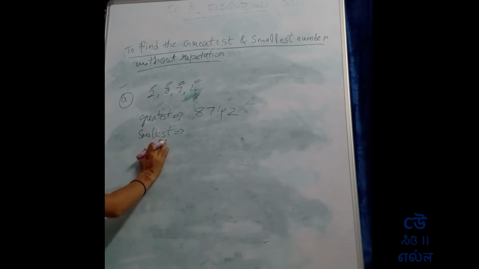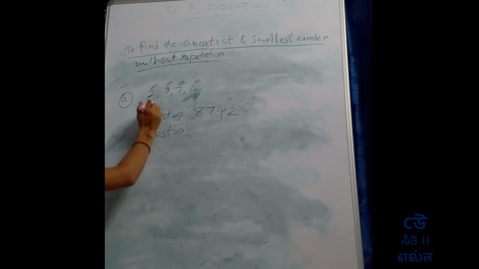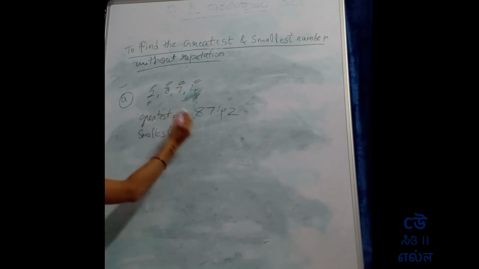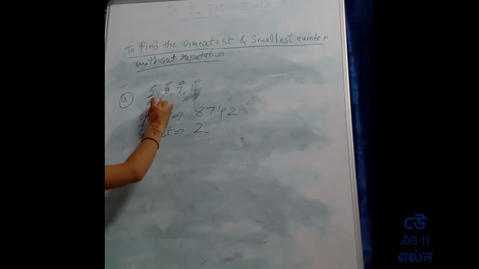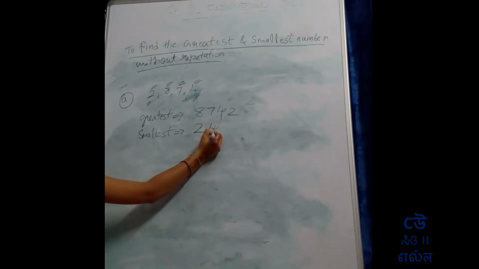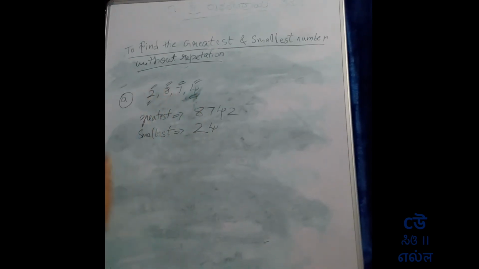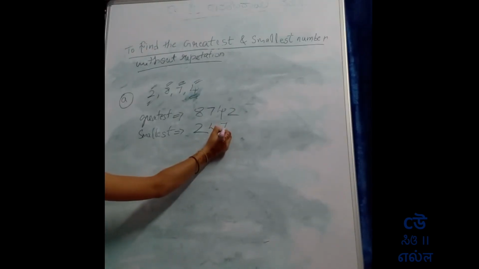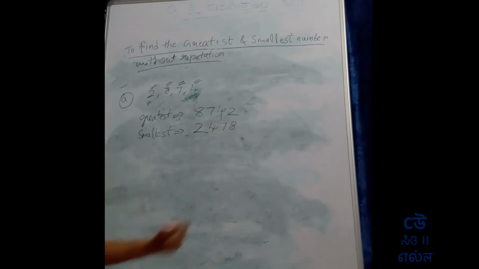Second, we have to find the smallest number. So in these 4, which is the smallest number? 2. 2 is the smallest. Then remaining is these 3, which is the smallest? 4. Then remaining in these 2, which is the smallest? 7 and 8. Okay, so we found out how to write the greatest and smallest number. First problem.